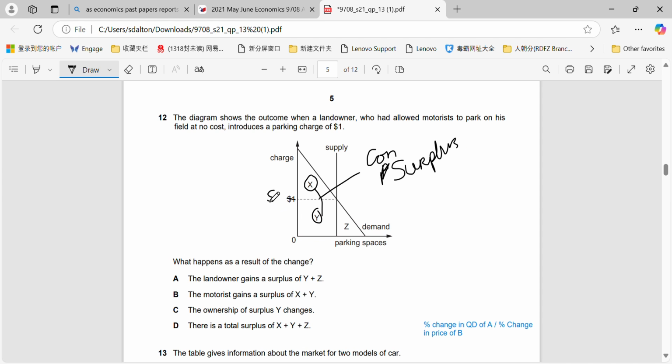So once he charges $1 for the product, then what happens is that this area in here, Y, now matches up with what we know would be deemed to be a producer surplus, which would be the area below the equilibrium price to the bottom of the supply curve. So as soon as he charges a price for it, it creates a producer surplus because he would be willing to charge it at a lower price. So therefore, the ownership of surplus Y will change. It changes from previously being a consumer surplus to now being a producer surplus once there's a price charged for the product.